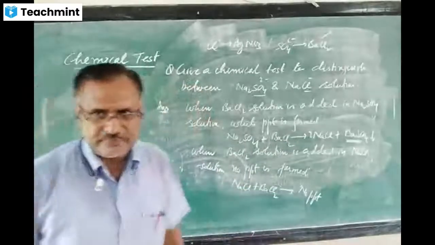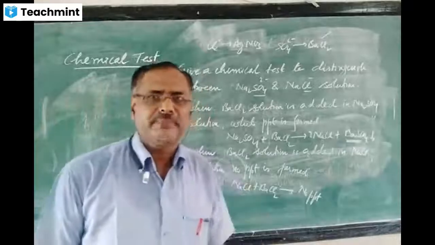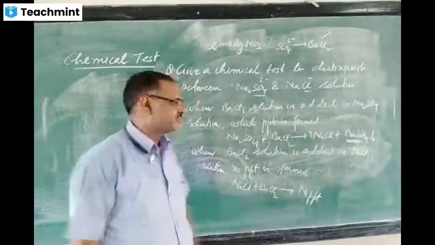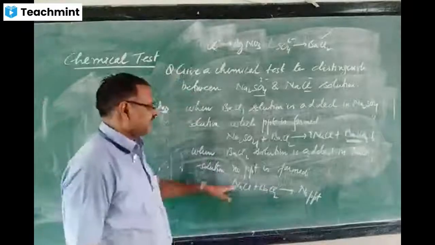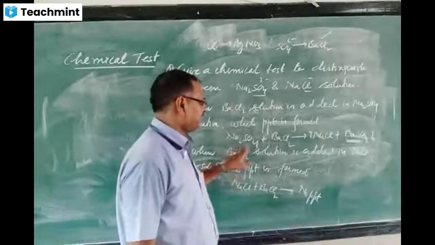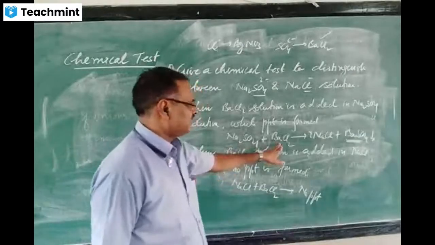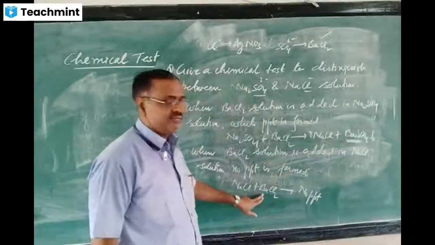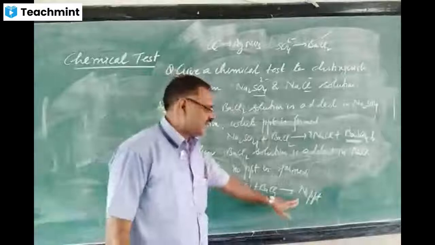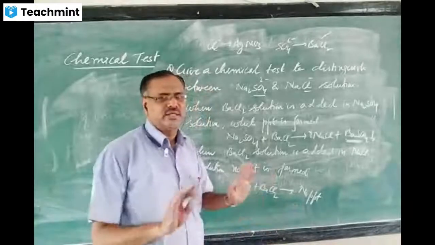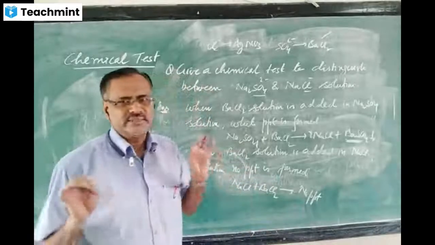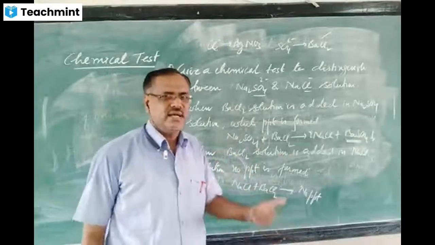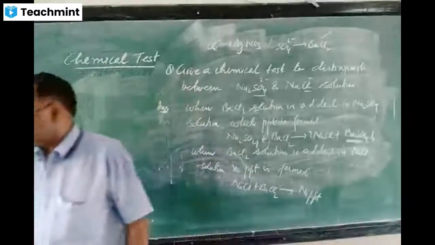When this question was asked in the board paper, some of the students used a different reagent. Just see what they have written: in sodium sulfate, barium chloride solution is added, white precipitate is formed. But in sodium chloride, when silver nitrate solution is added, then again a white precipitate. So they could not get the mark. I told you that the same reagent you have to use. With the same reagent, one will give the test and one will not give the test.